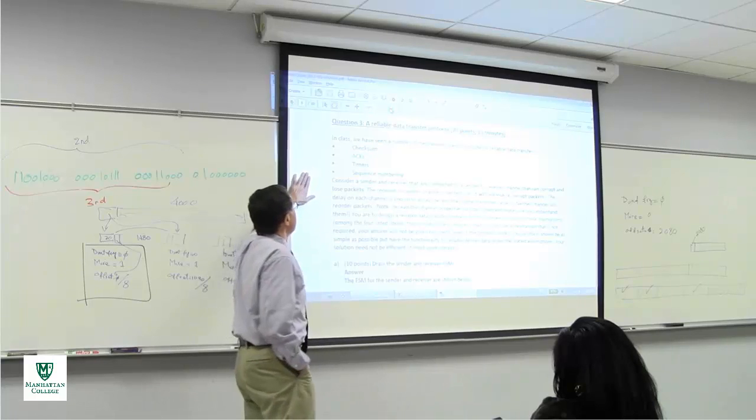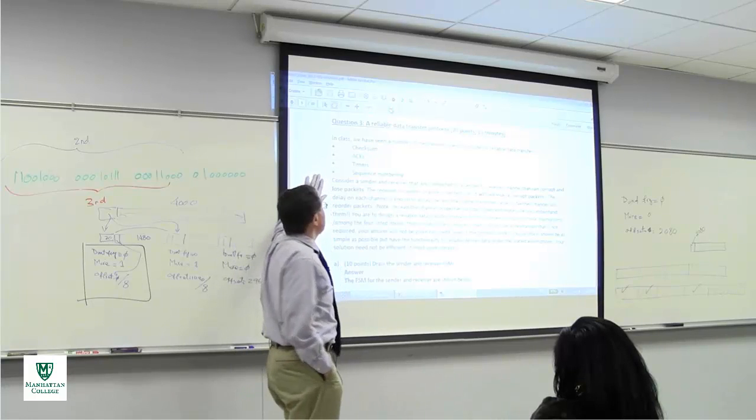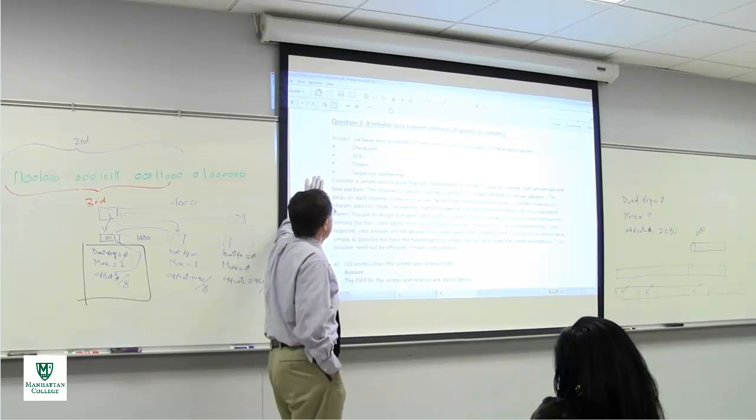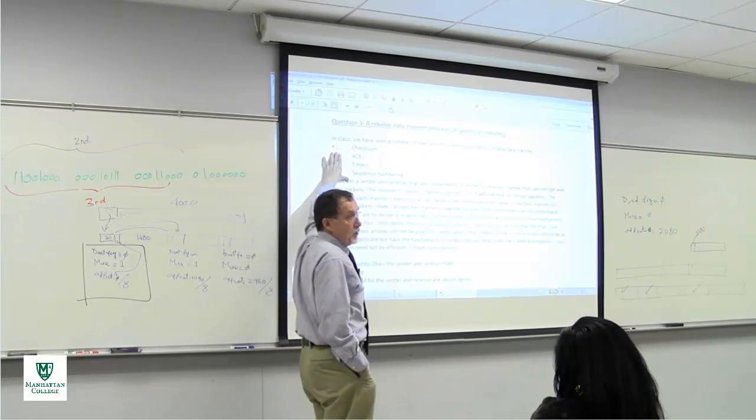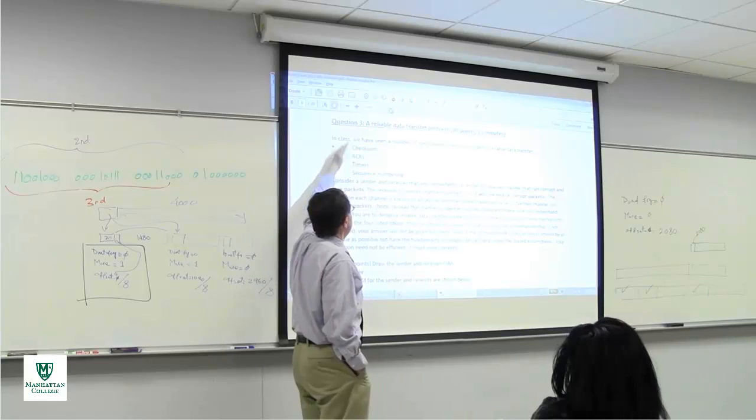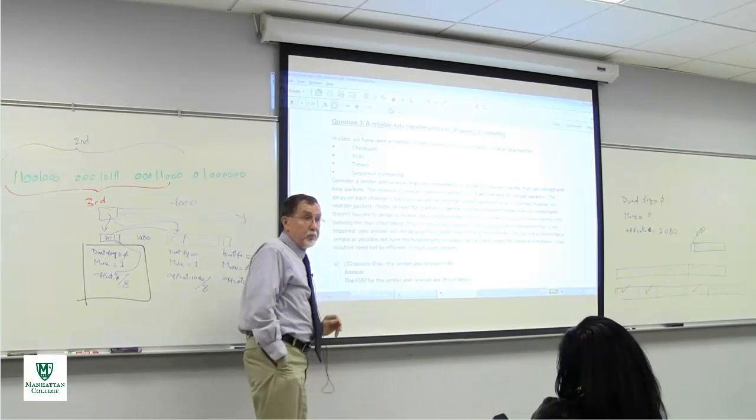Okay. So question number three was interesting. It says that we have an environment, and these are four mechanisms that we have at our disposal. We may not need all of them.